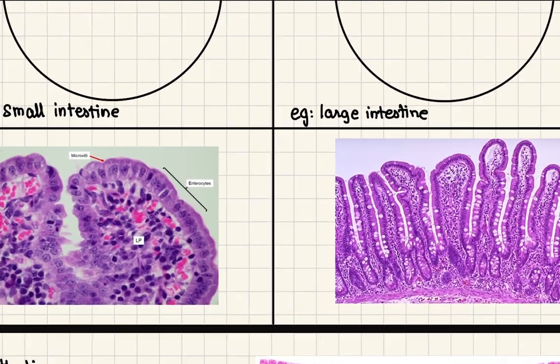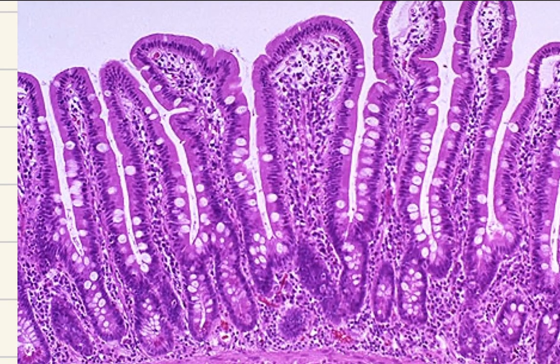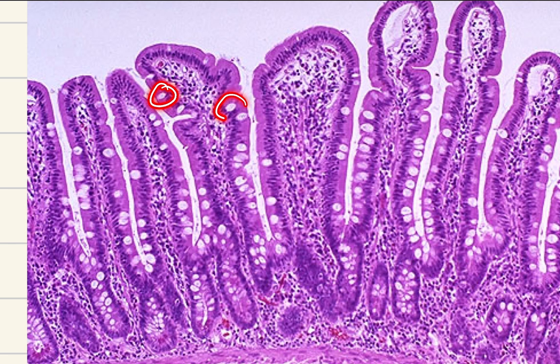This is a slide of the large intestine. You can see the goblet cells. You can see the tiny spaces, the white circular spaces, are where goblet cells are.